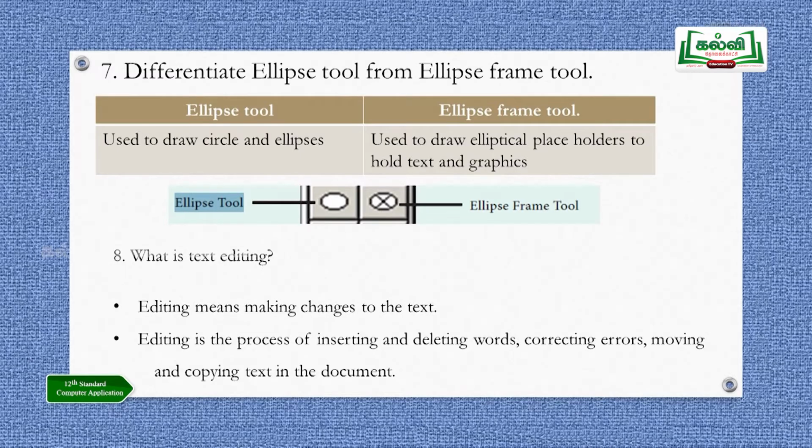Now we move on to the next question. What is text editing? Editing means making some changes to the text. We have typed some text or we have imported certain text from somewhere else. You may want to make changes, for example make it bold, underline it, or make it italic. Incorporating all these changes inside the text, we call it text editing.